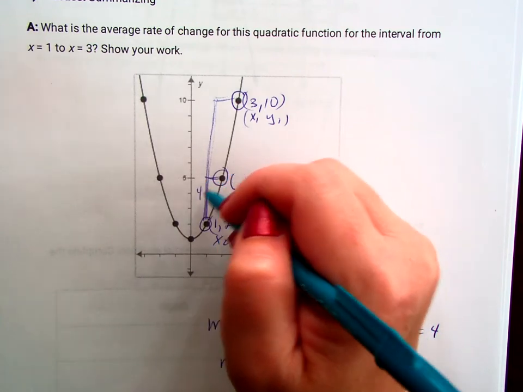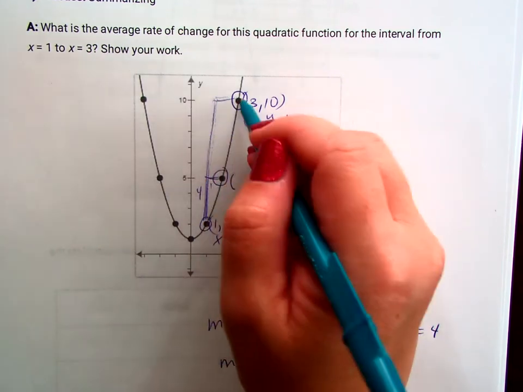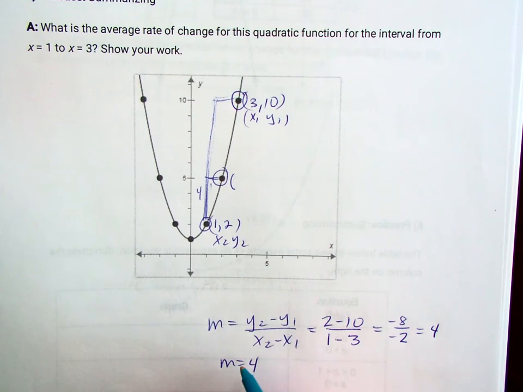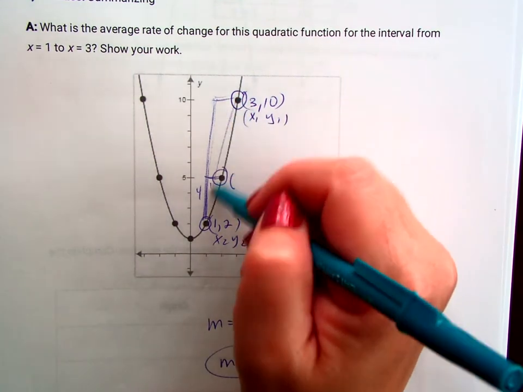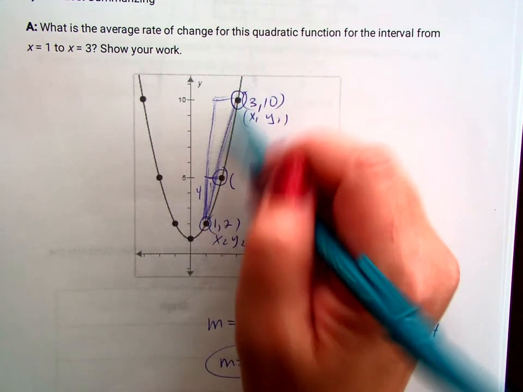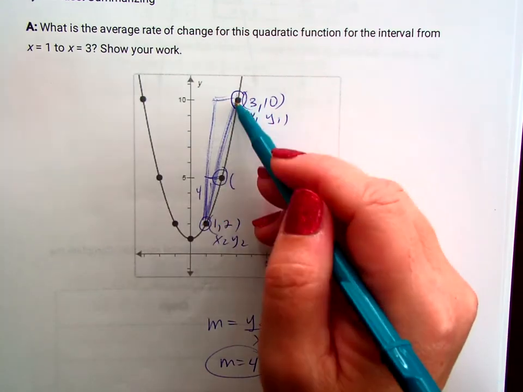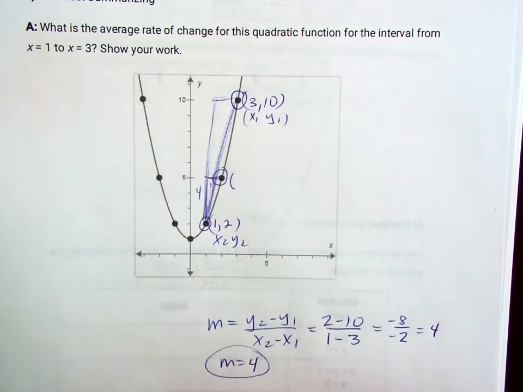It's up 4 over 1 or up 8 over 2. If I draw a line connecting those 2 dots, that would give me the average rate of change between those 2 points on that curve.